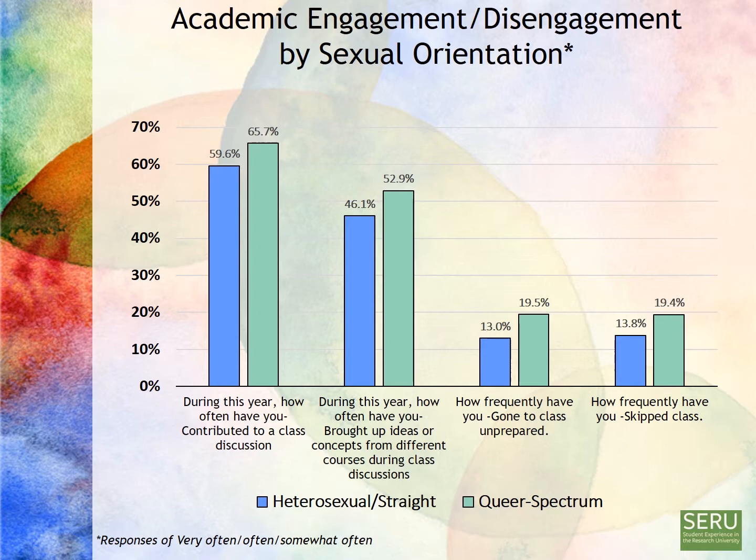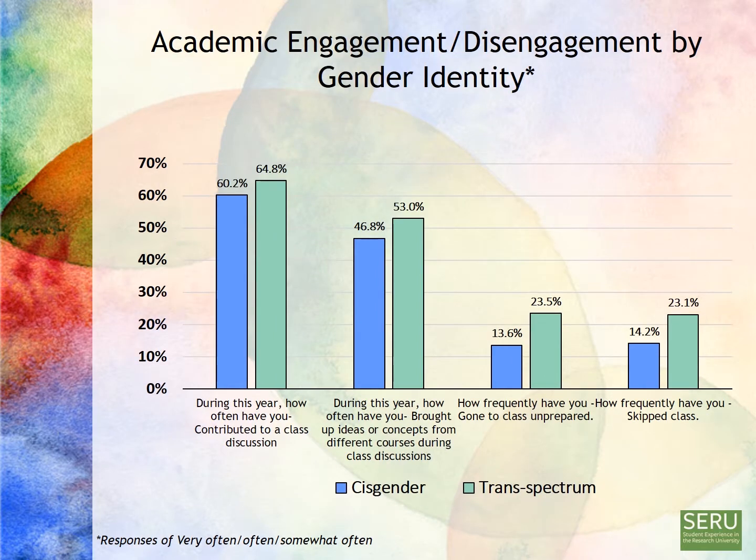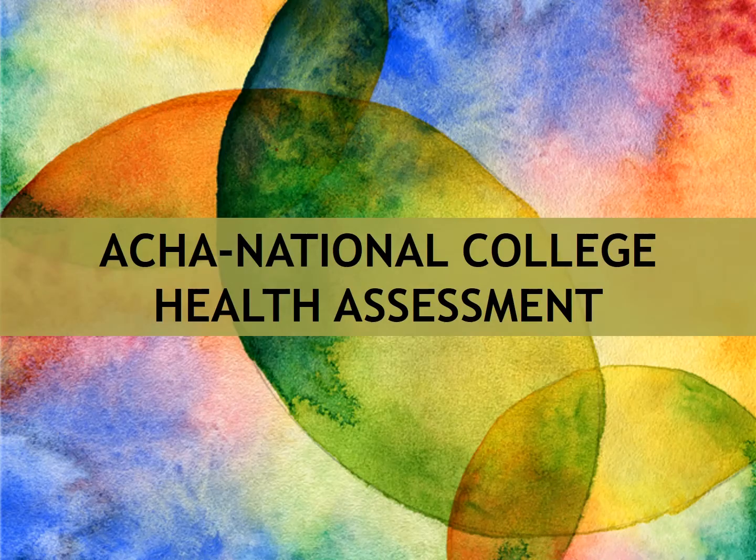And the next slide is the same items for gender identity. And again, you see a similar pattern where trans spectrum students are reporting more often that they're contributing to class discussions or bringing up ideas or concepts from different courses during class discussions. And again, a similar pattern with disengagement, going to class unprepared more likely or frequently skipping classes. But again, very similar GPA outcomes. That's what I have for some results.